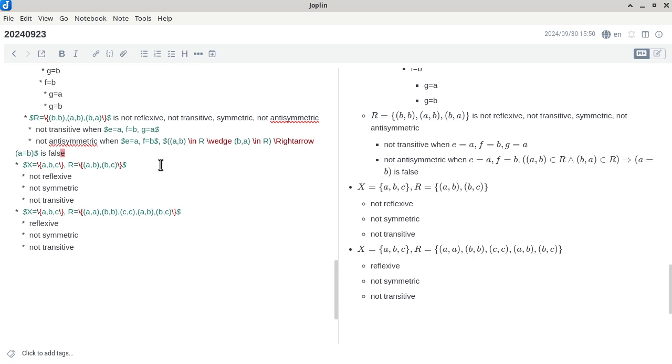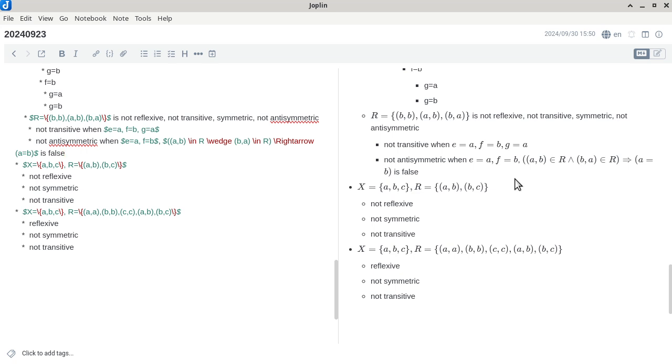So you guys can focus on the rendered version. This portion is pulled out of the definition of anti-symmetry. When E equals A and F equals B, then (A, B) is in R is true because we found it in R. (B, A) is in R is also true because we found it in R. So this entire conjunction is true. Then we have the implication. After the implication, we are comparing E and F. A equals B is false. So now we have the left-hand side being true and the right-hand side of the implication being false, and that's the only time when an implication is false. Since we can find at least one case to make the implication false, the entire universally quantified expression is false, making it not anti-symmetric.